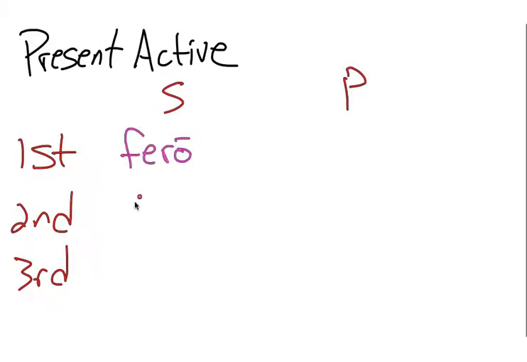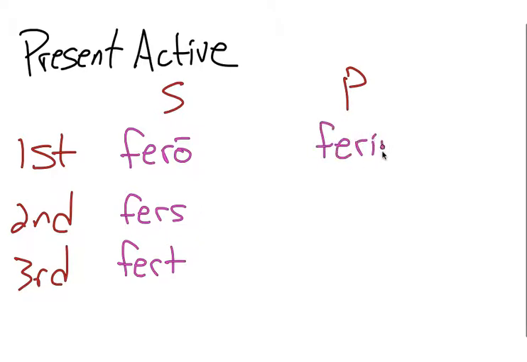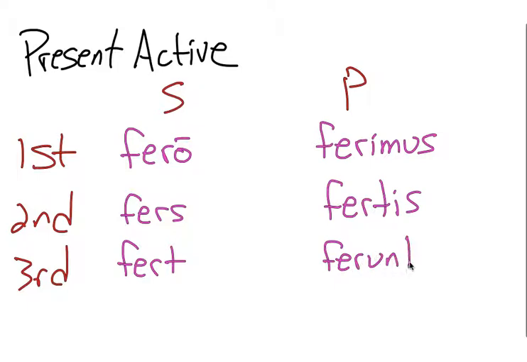Fero, feres, so it doesn't have a stem vowel. So fero, feres, fert. And then in the plural, it picks up a stem vowel in the first plural: ferimus. And then it drops its stem vowel: fertis. Then it picks up its stem vowel: ferunt. Notice that there's a U there, and that looks a lot like third conjugation. In fact, fero resembles mostly a third conjugation verb with some irregularities, like feres and fert and fertis. So fero, feres, fert, ferimus, fertis, ferunt.